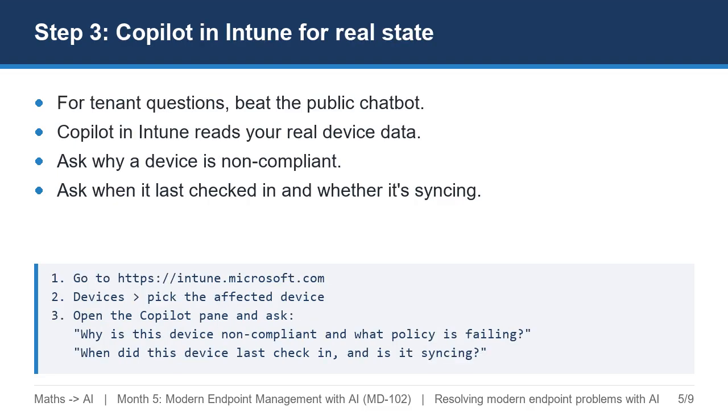For anything tenant-specific, Copilot in Intune beats a public chatbot hands down, because it reads your real data. Open the affected device, open the Copilot pane, and ask in plain English why it's non-compliant and which policy is failing, or when it last checked in. The answer is grounded in your actual tenant, not internet guesswork. This is how you confirm device state fast.